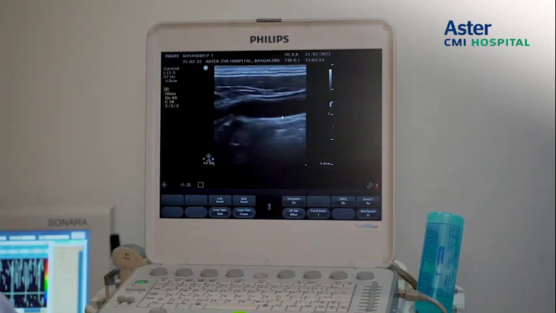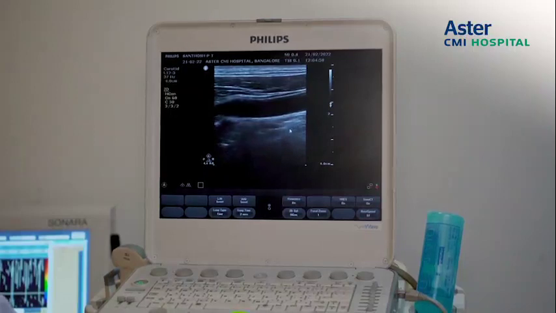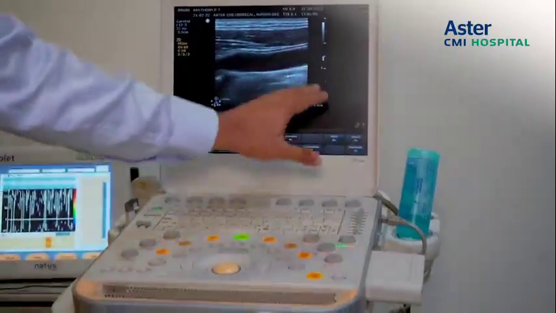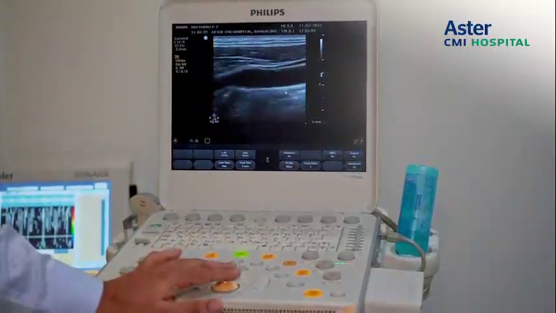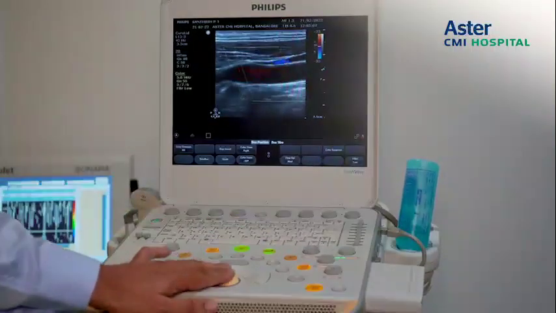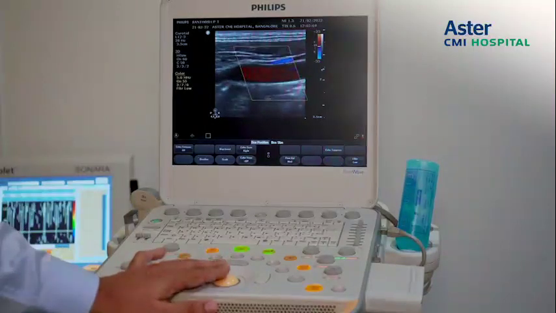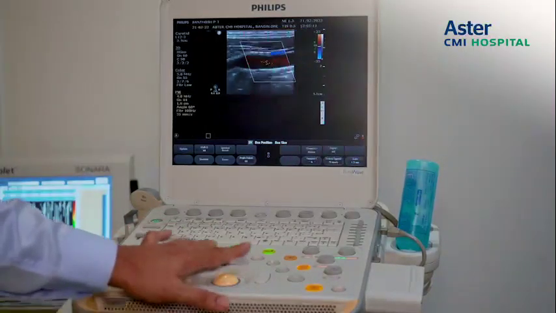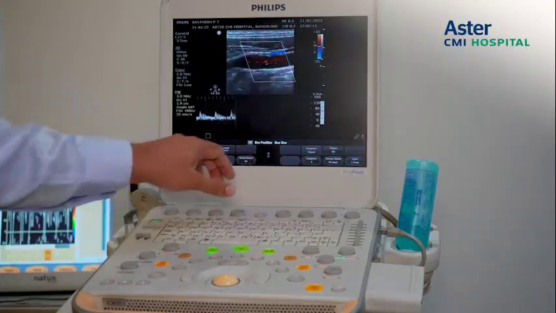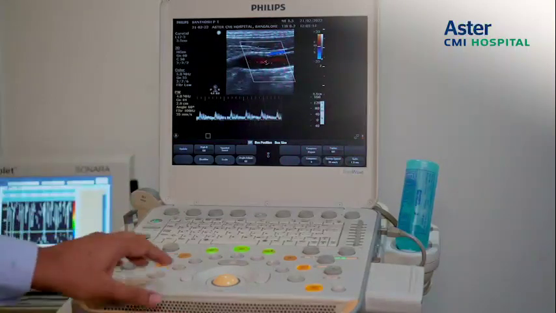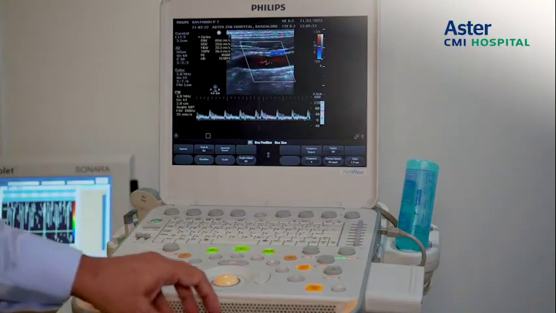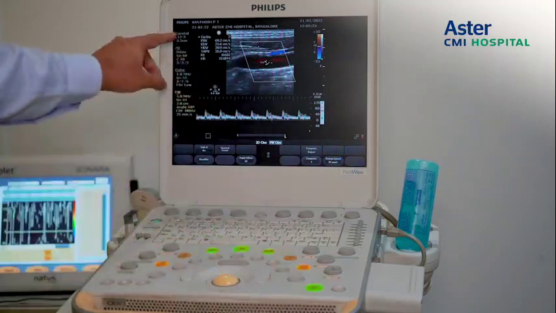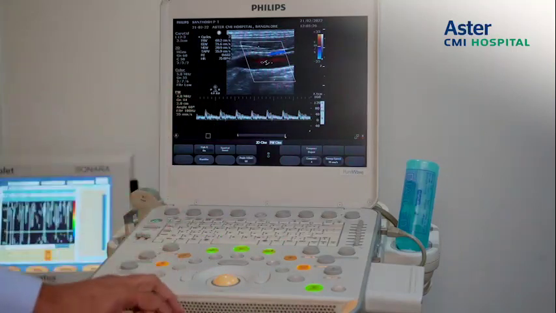So we can acquire the images in the longitudinal view, and what we'll be interested to see here is the presence of a plaque, and any narrowing of the lumen. Once we apply color, we can look for the flow dynamics, and this is a pulse wave Doppler. With this we get information about the peak systolic velocity and the end diastolic velocity.